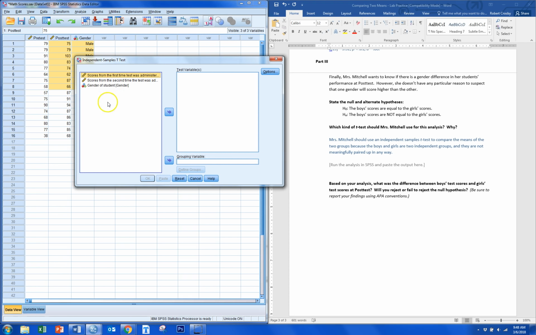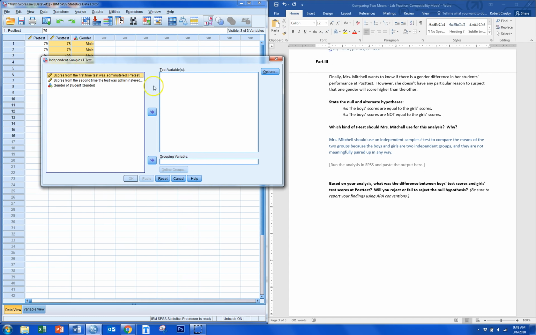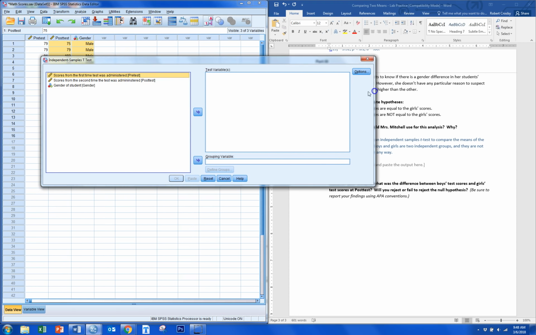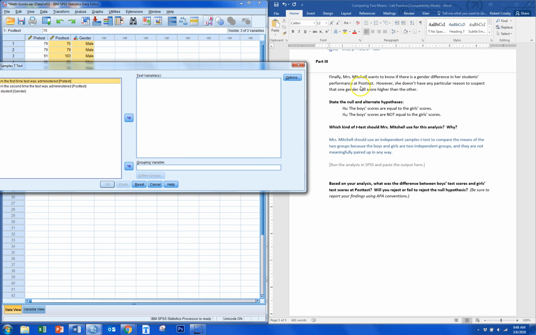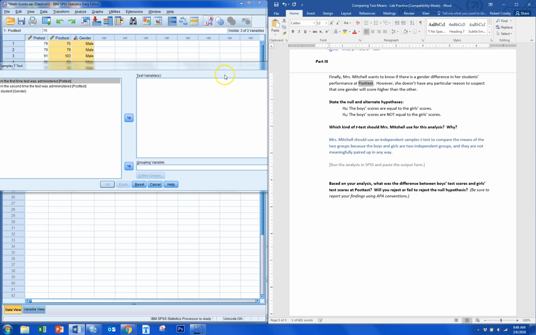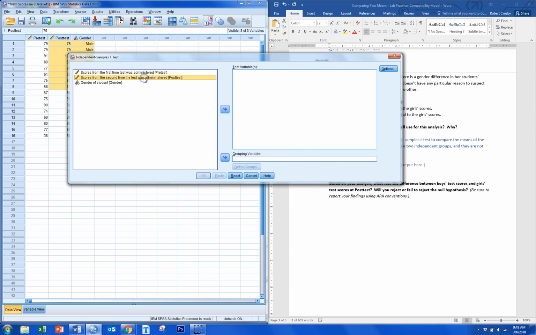So what is the variable we want to test? Make sure you choose the right variable. I'll make this a little bit wider so you can see. It has the label and then the variable's actual name. So scores from the first time, pretest? No, that's not what it's asking for. This is specifically asking for the post-test scores. So that's right here. That's our test variable. We're going to move that over here.